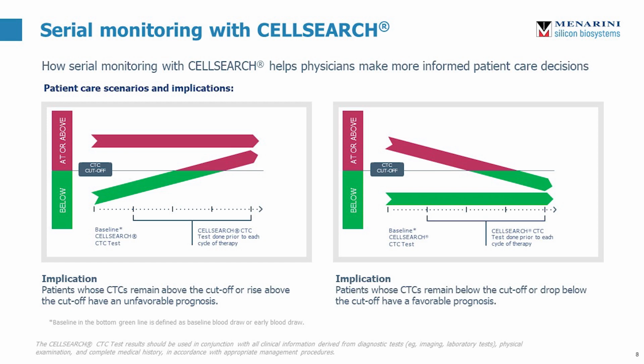Patients whose CTCs remain below a cutoff or drop below that number over the course of treatment have a more favorable prognosis than those whose CTCs are above the cutoff or rise above the cutoff over the course of treatment.